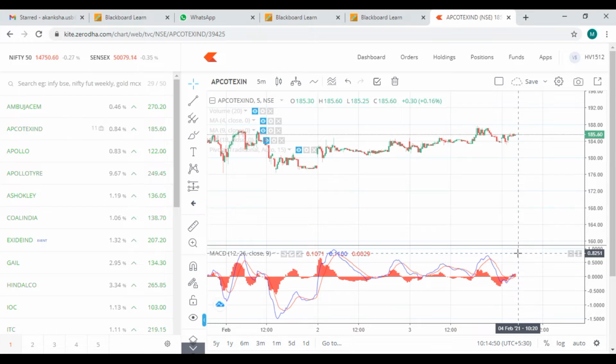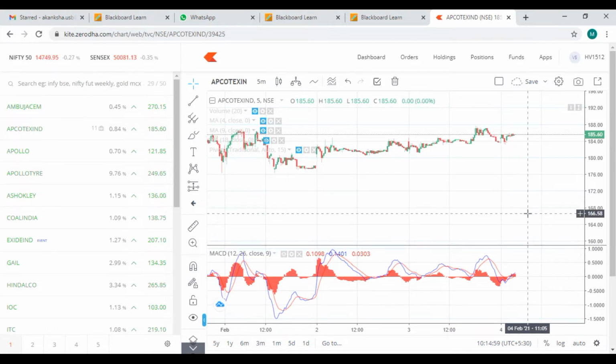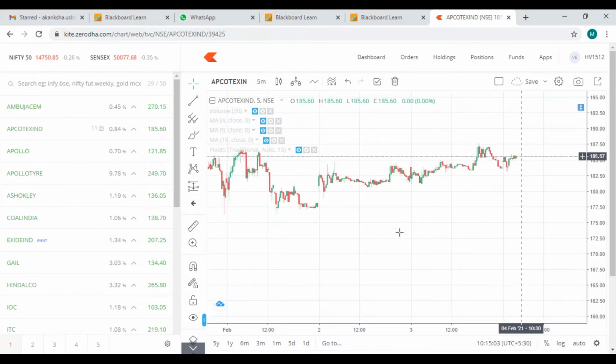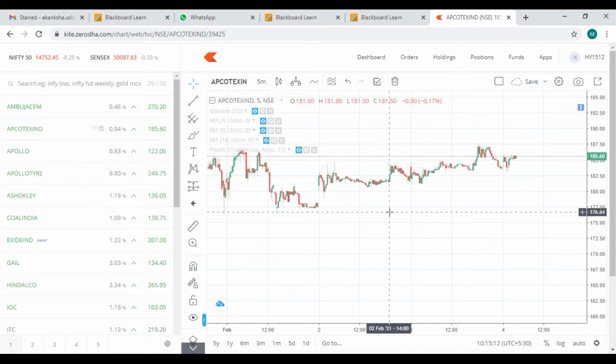Guys, in the last video I explained a bit about trend line. So in this video I'm going to extend the topic. This is again the Epcotex India chart, the same candlestick chart I'm using. This is a 5-minute chart, okay? In this video I'm going to explain how you can use the trend line.